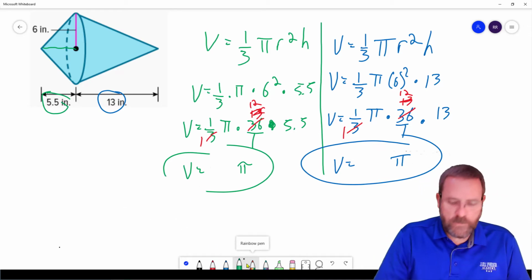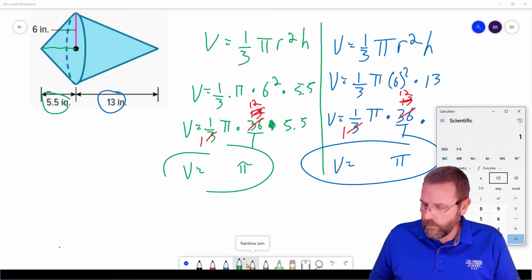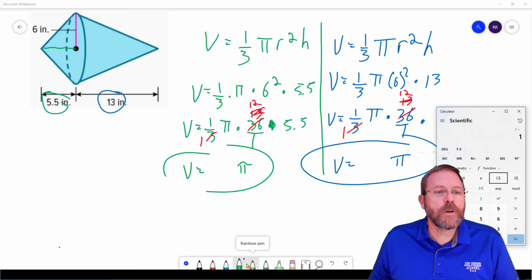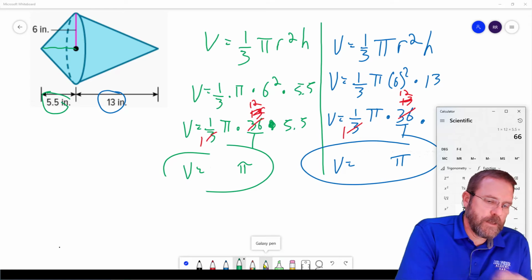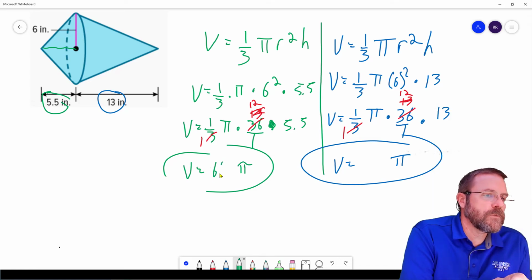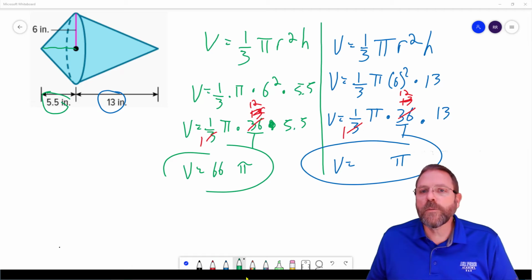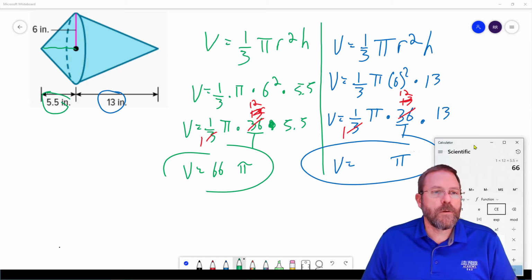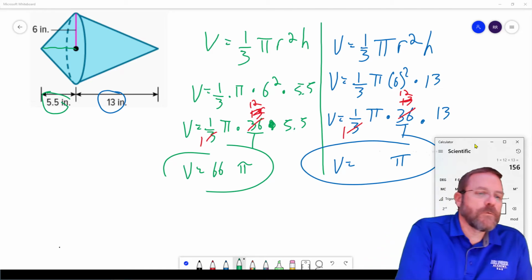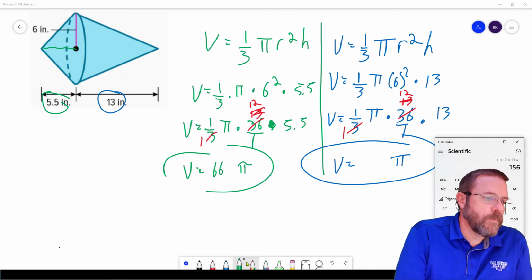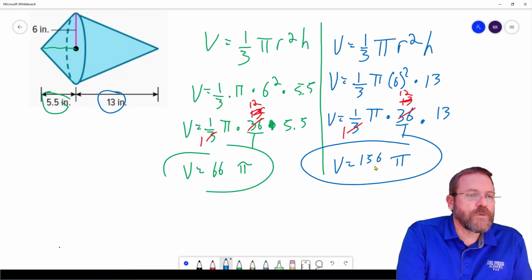So now 1 times 12 times 5.5. Let's try that again. 1 times 12 times 5.5 is going to end up giving us 66. So I'm going to write a 66 pi in for my green stuff, which is right here. And then on the other one, the blue, I'm going to have 1 times 12 times 13, which is equal to 156. So on my blue, I'll put in my 156 pi.